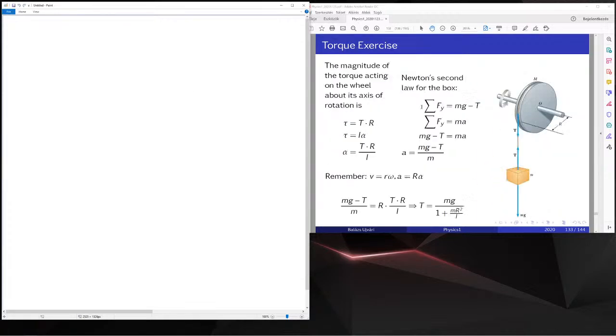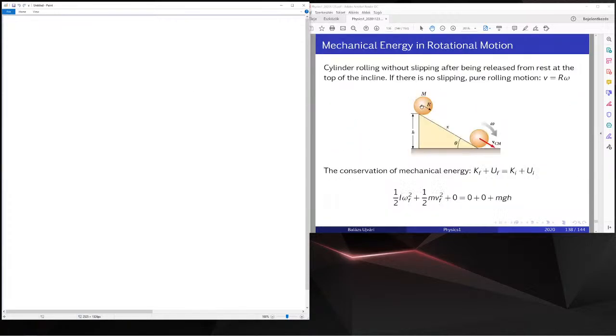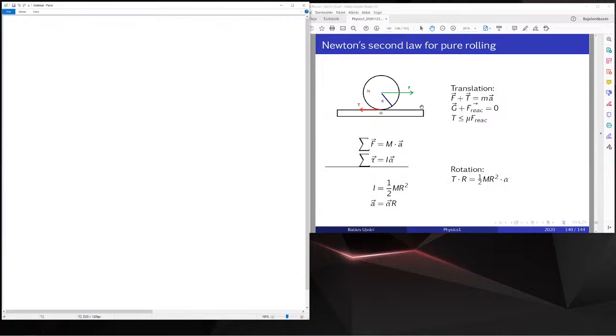Let's go through the other example you will see in the test 2. This is the pure rolling. This is a cylinder. We move it with a force through the axis of rotation. So we have a table or surface, and this is a cylinder.